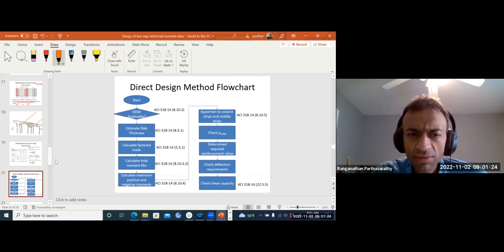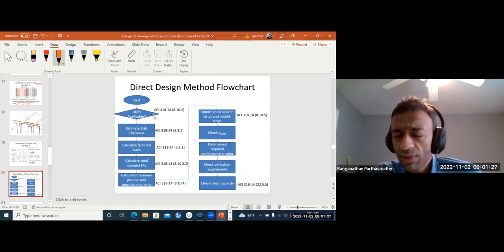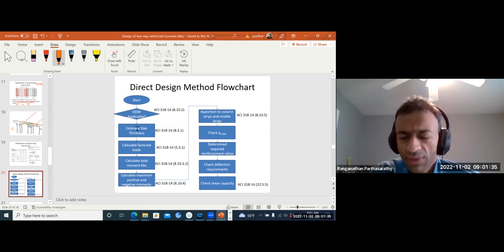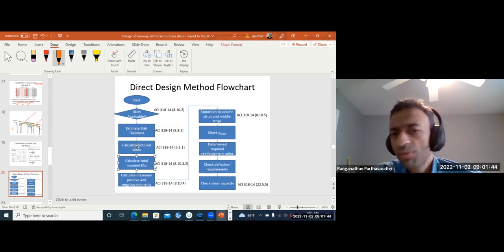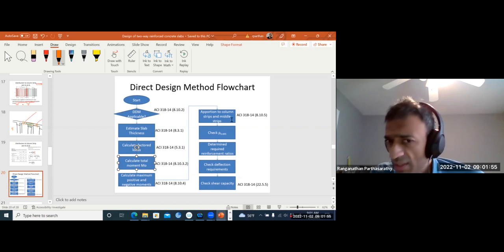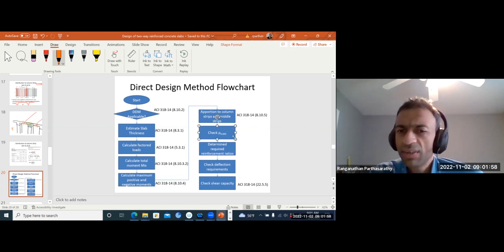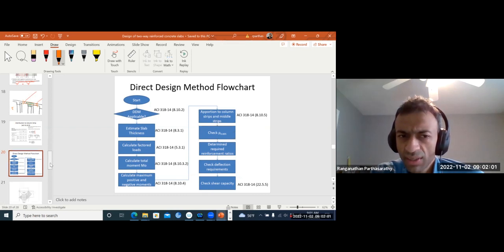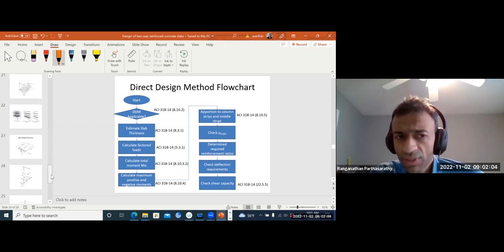So here is the basic flow chart. You first check whether all of those criteria are satisfied, then we can apply the direct design method. Then, like we said, we check our slab thickness, calculate our factored load, calculate total moment for both directions, then calculate from moment coefficients what the positive and negative moments are, then distribute those to column strip and middle strip, then design our reinforcement. So as you can see, it is quite a long process.